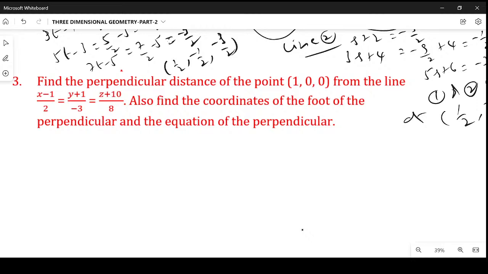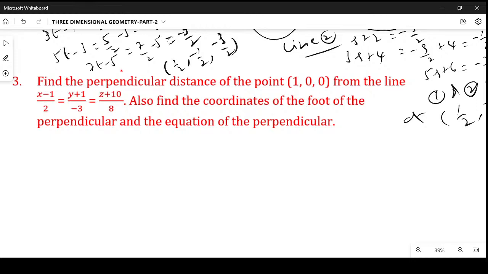So find the perpendicular distance of the point (1, 0, 0) from the line. Also find the coordinates of the foot of the perpendicular and the equation of the perpendicular. So now we can see the line. First we will do the perpendicular distance. I will take any point on the line.